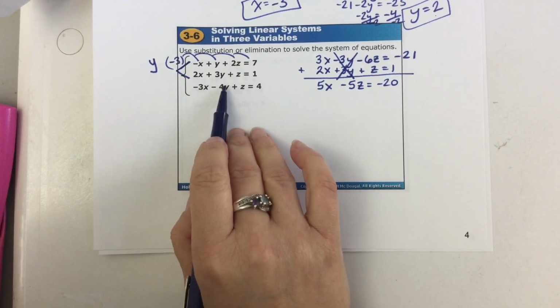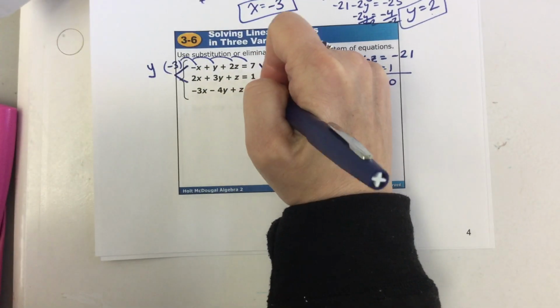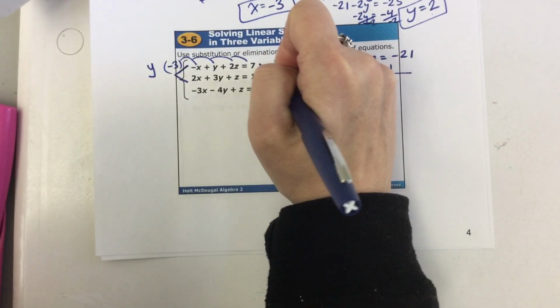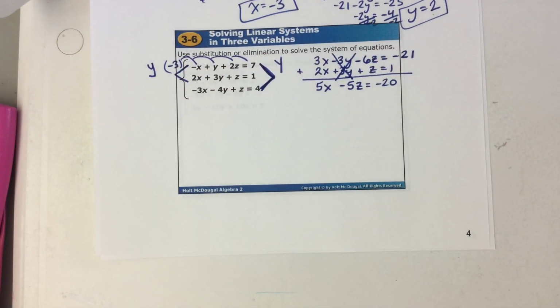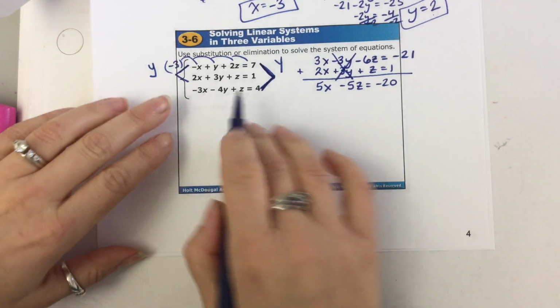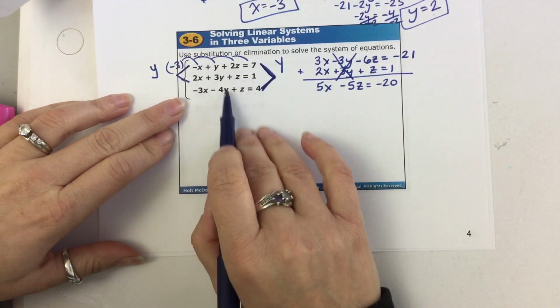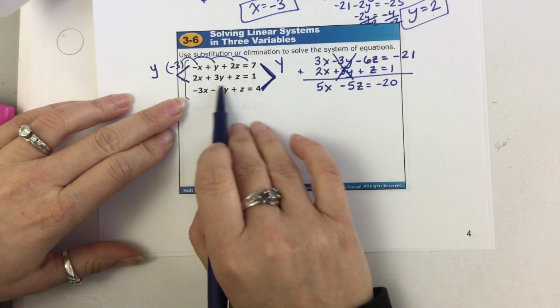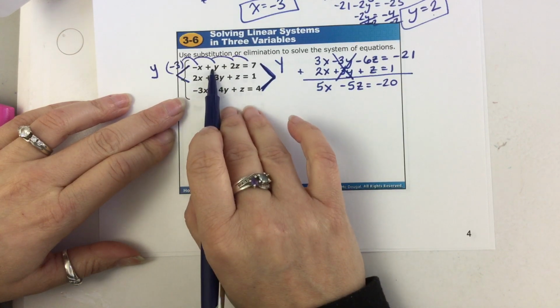the top or the bottom with the middle. I'm going to go top and bottom. It's important that you cancel the same variable. Because we canceled y the first step, I need to cancel y again. So if I'm looking at the top and the bottom, the bottom has a negative 4 in front of the y. The top is just a 1.